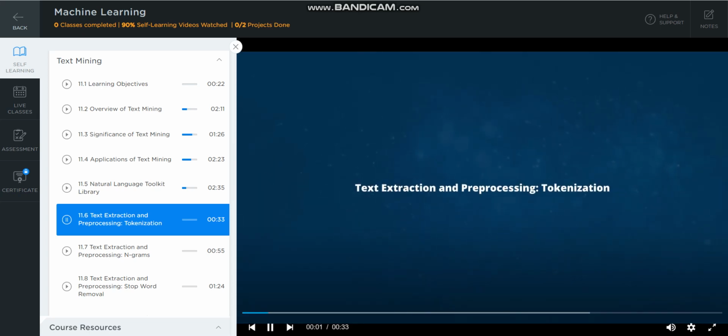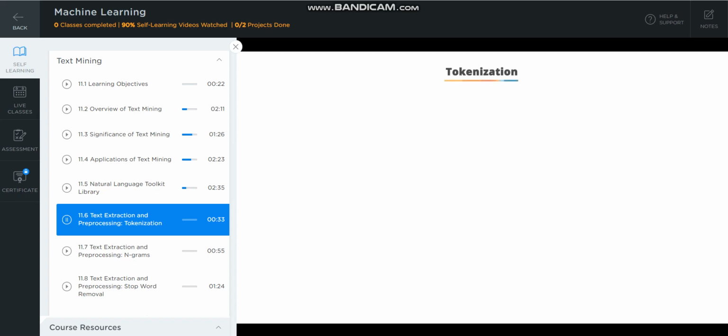Let's understand text extraction and pre-processing in detail. So let's first understand the concept of tokenization.